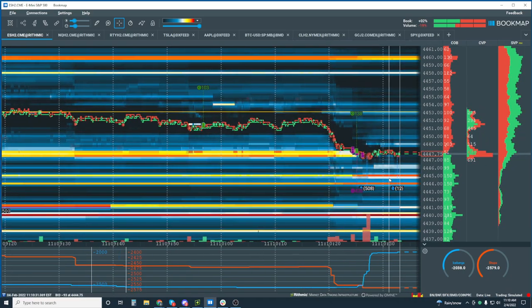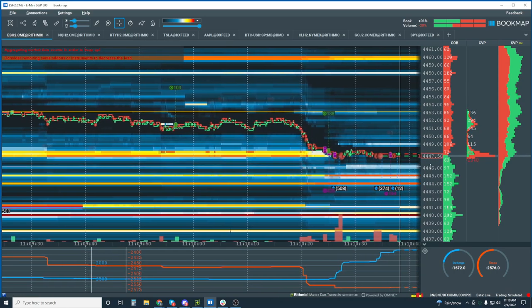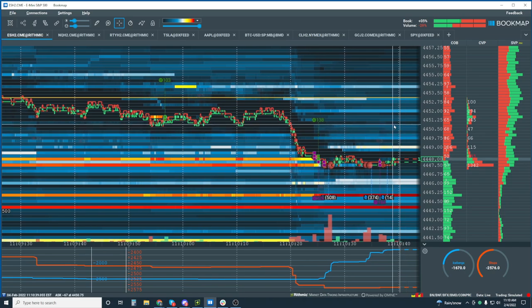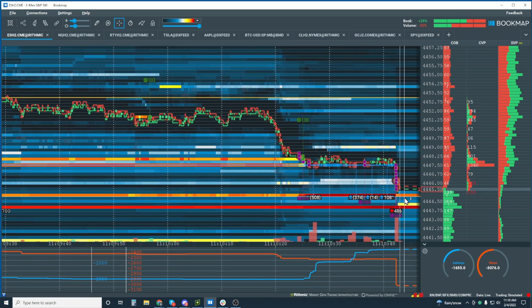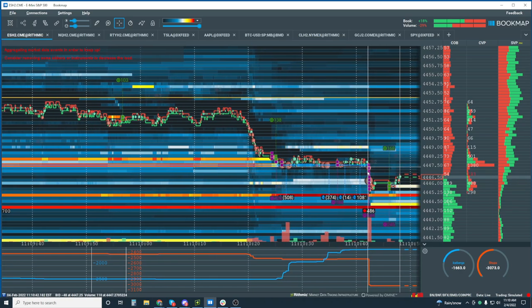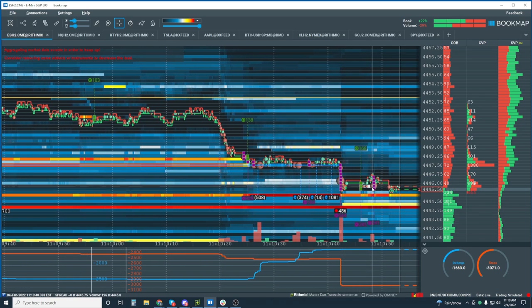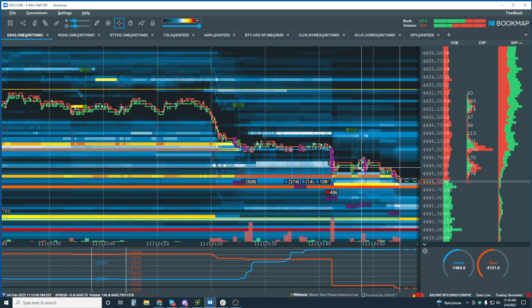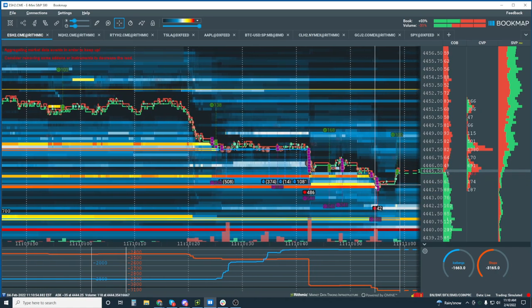Let's zoom in here. Okay. Strong move. Strong selling. Lots of icebergs. There it is. Okay, there is a sweep and a stop. Stop run. Okay, here's our order book sweep. See the purple squares there? Even another one here. Wow. Okay, we're down at 43.